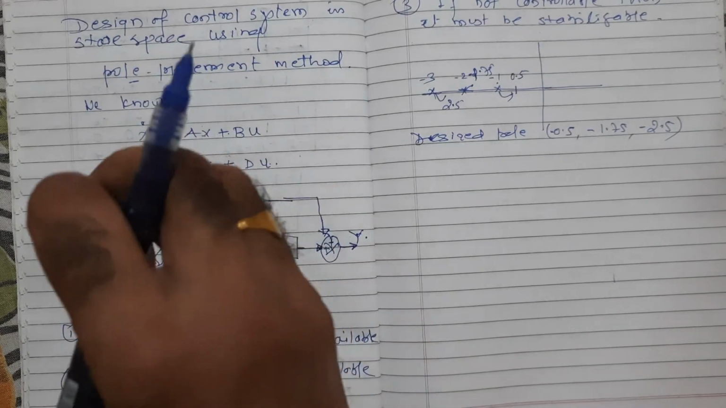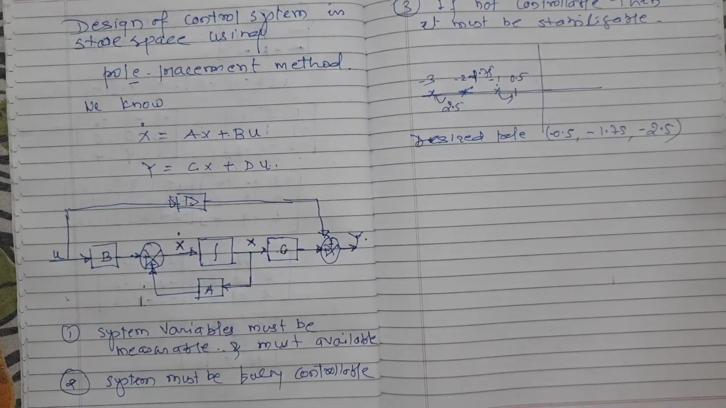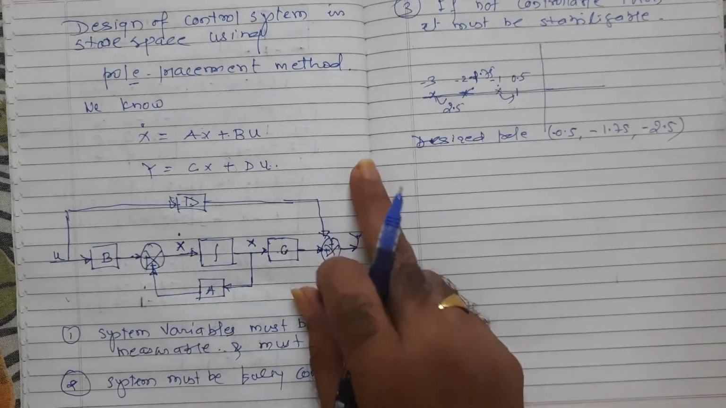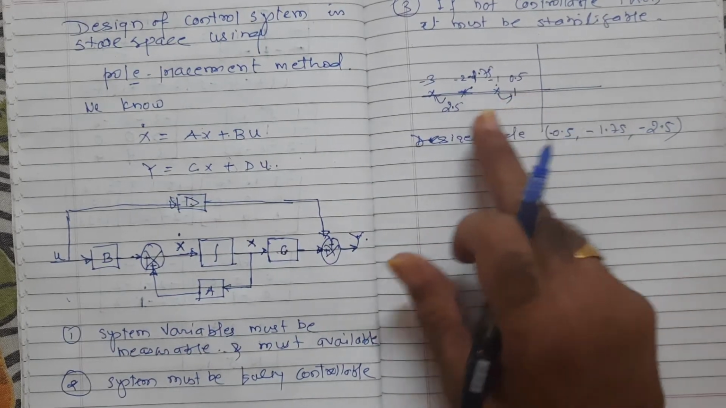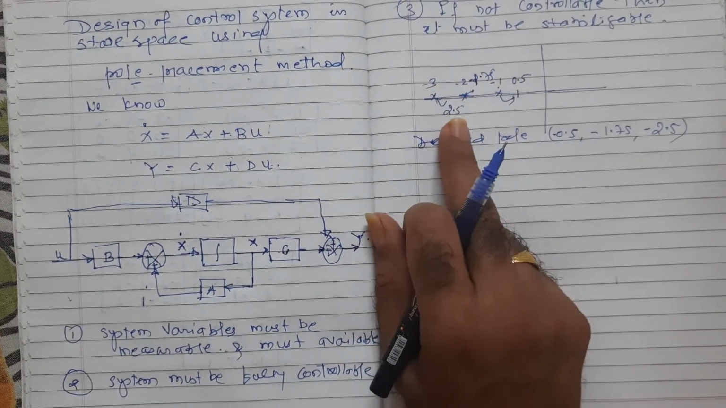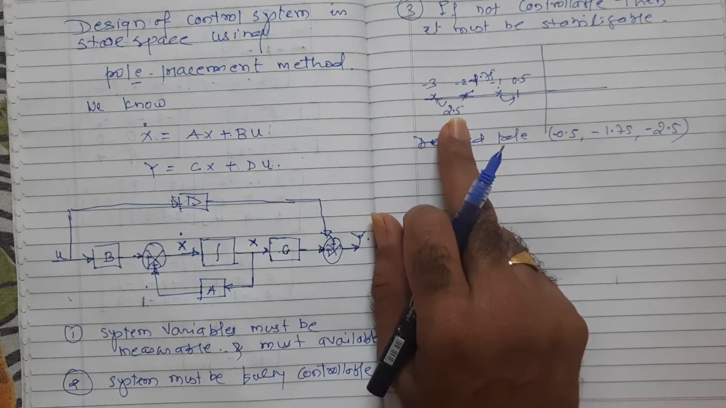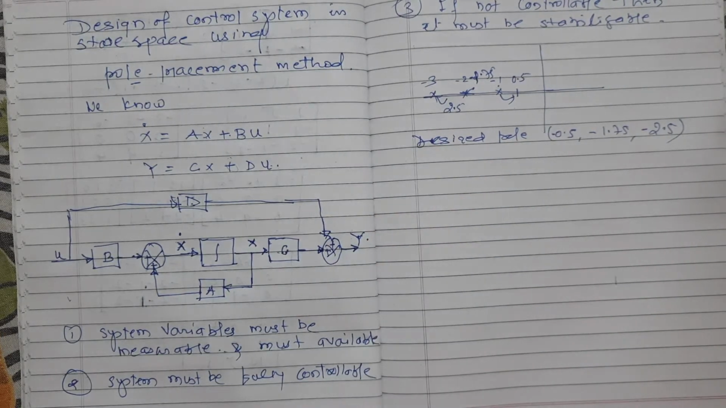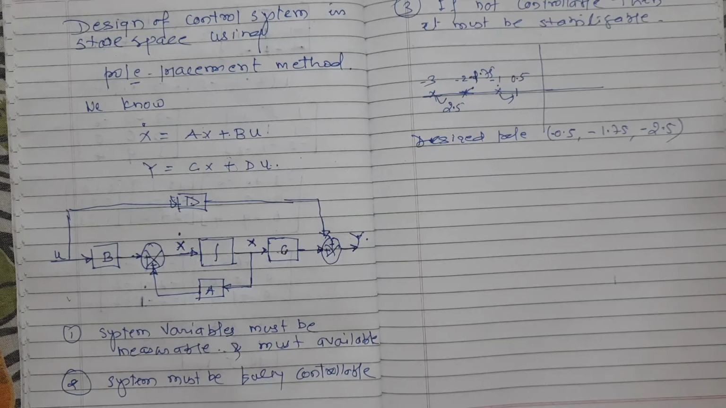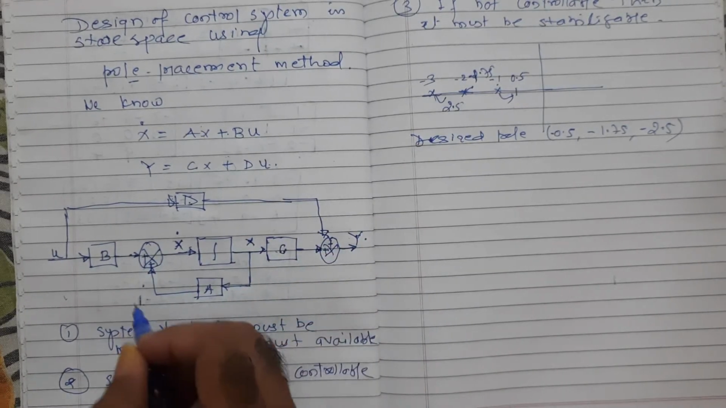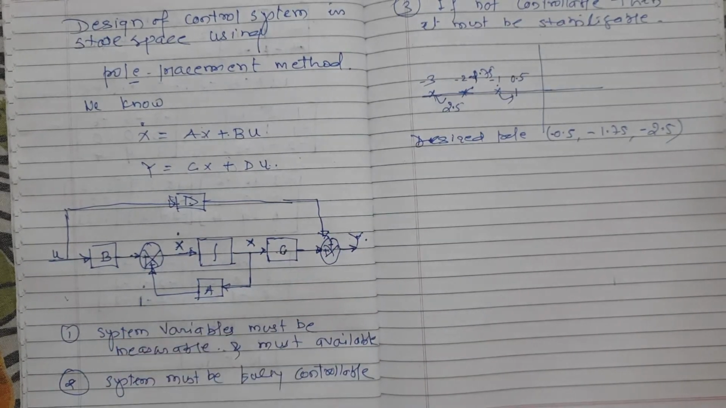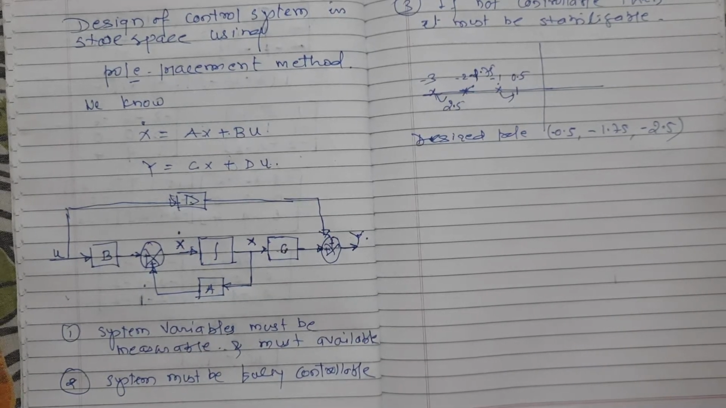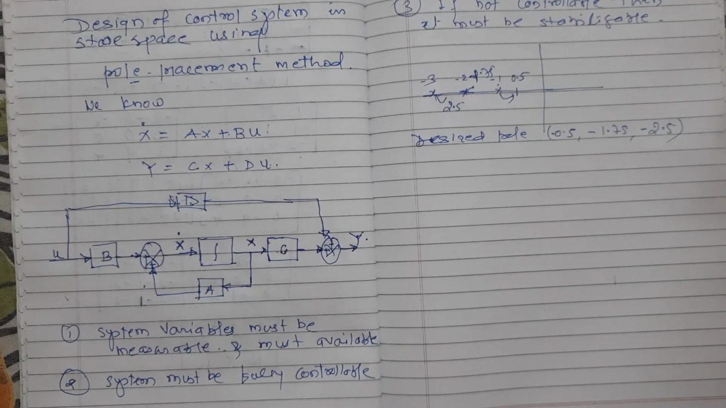I have to do something with my control system, so that my system will have its poles at -0.5, -1.75, and -2.5. This I will achieve. I will add something in the feedback, and using those feedback values, I will have some desired location of the pole.